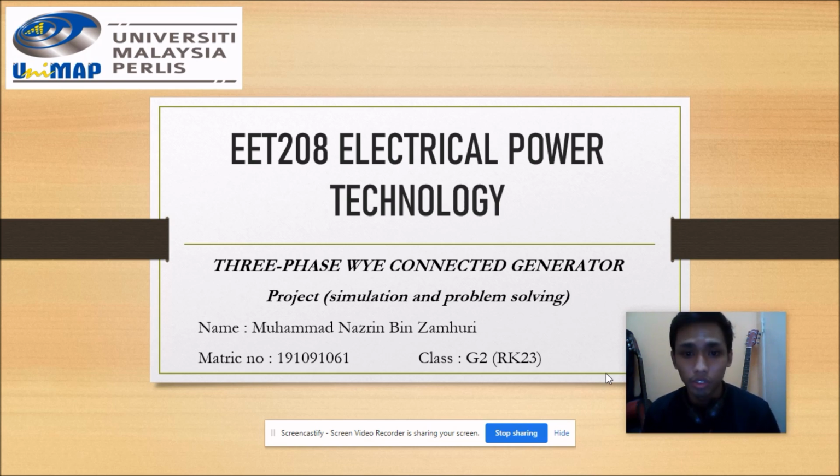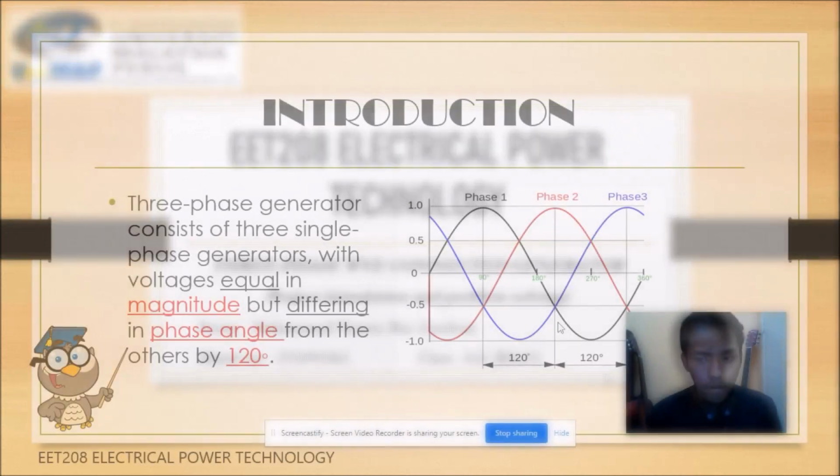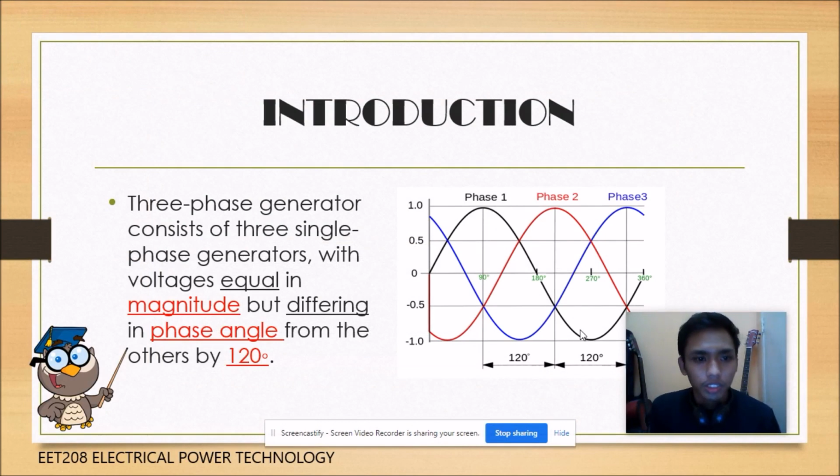Before that, let me introduce myself. My name is Muhammad Nazrin Zamhuri, and my metric number is 191091061 from G2 classes RK23. For introductions, a three-phase generator consists of three single-phase generators with voltages equal in magnitude but different in phase angle from the others by 120 degrees.